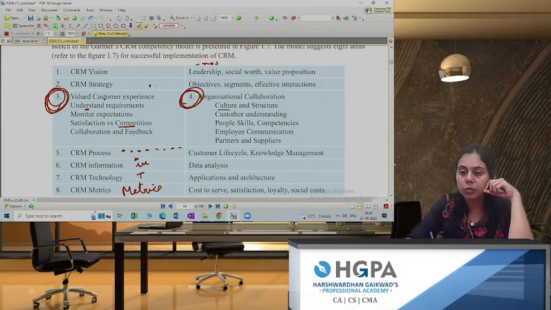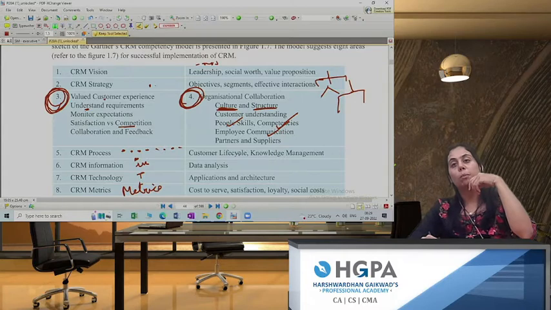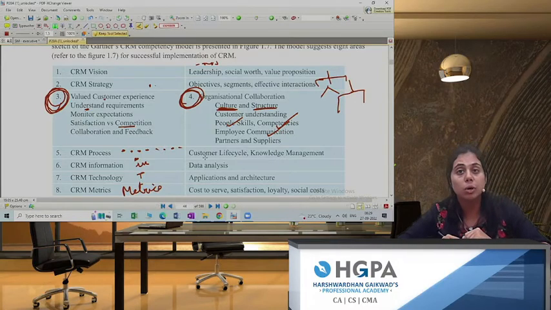Now, how does an organization collaborate? What is the culture of the company? Is it an open culture? Is it a strict culture? What is the structure of the company? How many bosses are there? This is known as structure. Are the people skilled? Are the people competent? Is there proper communication? Is there a proper supplier? Are there proper partners who are giving us the raw material?